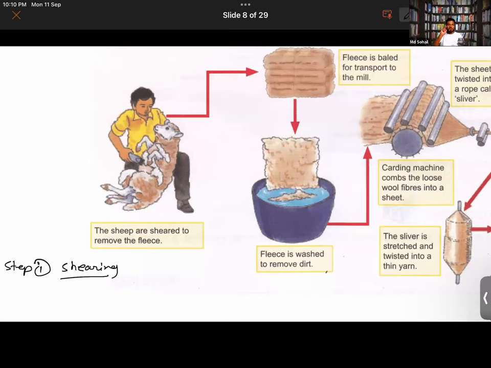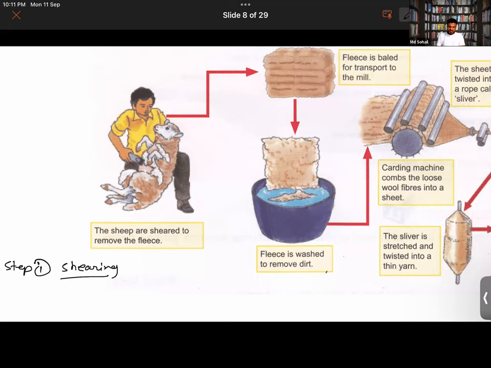And in which weather should it be done? In winters or in summer? In summer, obviously, so that without their protective cover, the animals can survive. And before the onset of winters, the hair regrows, so that the animal will be protected in the weather.